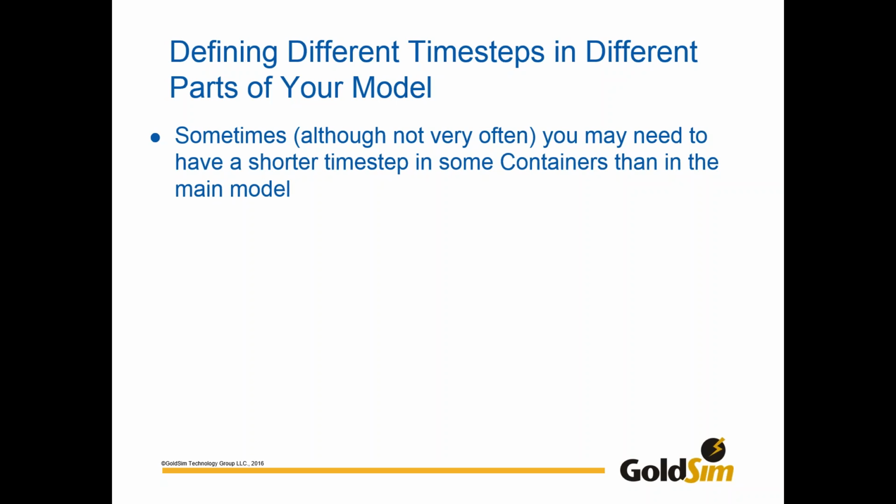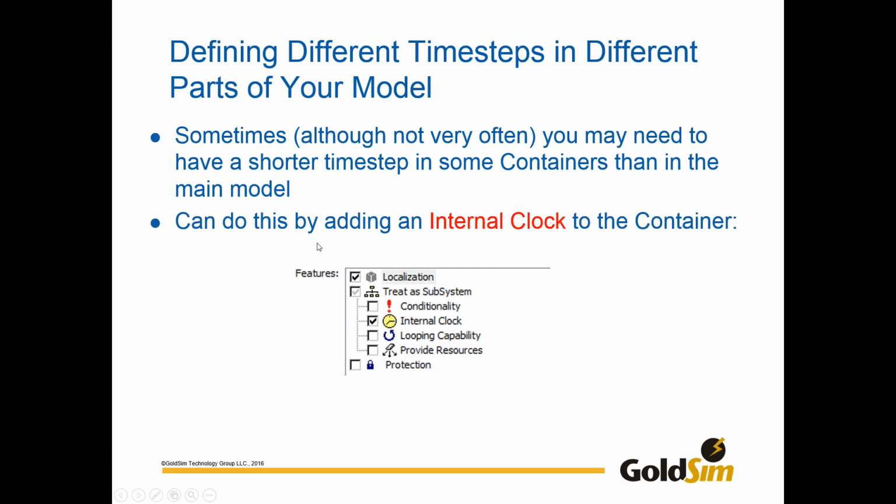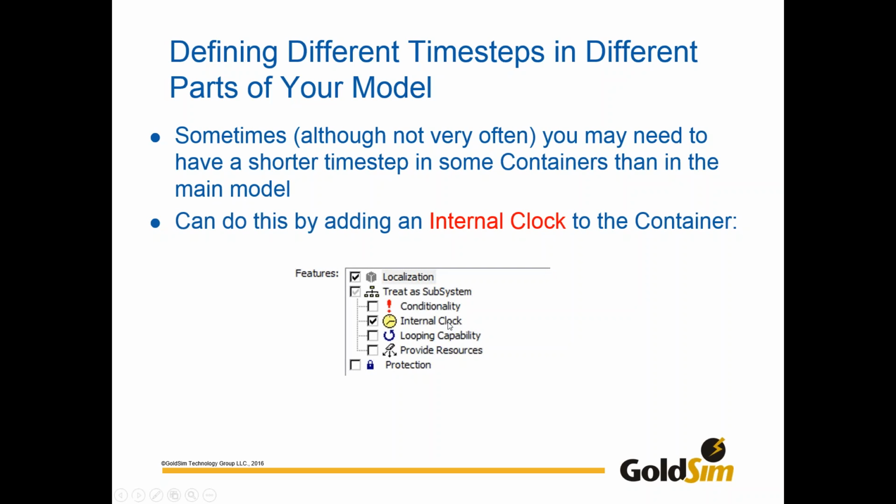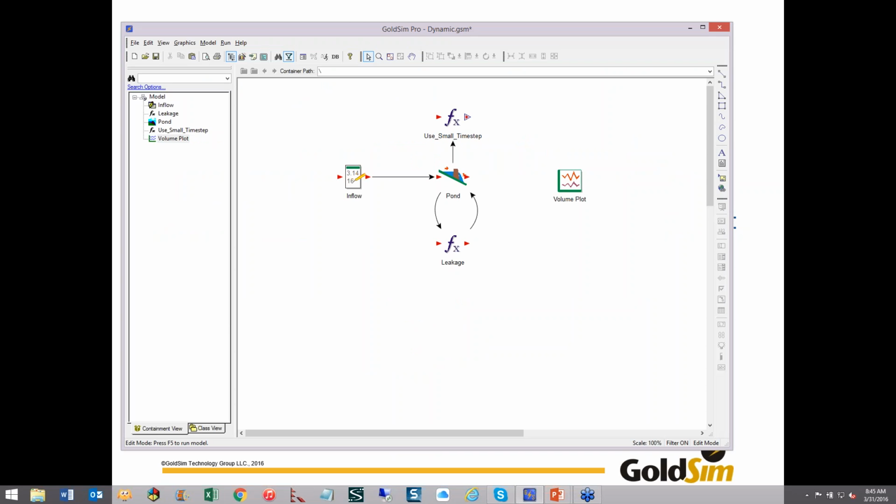What you'd really like to do is say, let's just force that small time step on one part of the model, and the rest of the model can have a larger time step. And we can do that by telling a container. A container can have its own time step. And within the container dialog, you basically tell the container that you want it to have what we call an internal clock. So let's go ahead and look at a model that does that.